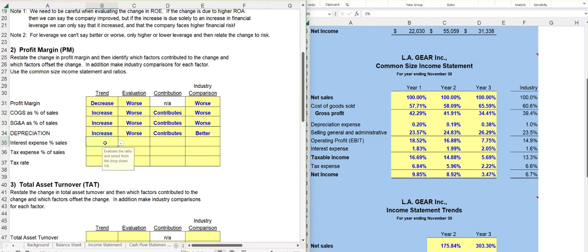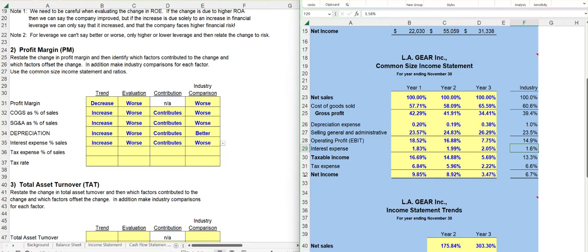Next, interest expense as a percentage of sales. We were spending 1.8 cents in interest expense for every dollar in sales. Now we're spending 2 cents on interest expense for every dollar in sales, which is higher than the industry average. So interest expense has also increased. Notice the theme here. All of our costs are going up as a percentage of sales, which of course is worse and has contributed to our falling profit margin. So on interest, we are worse than the industry average.